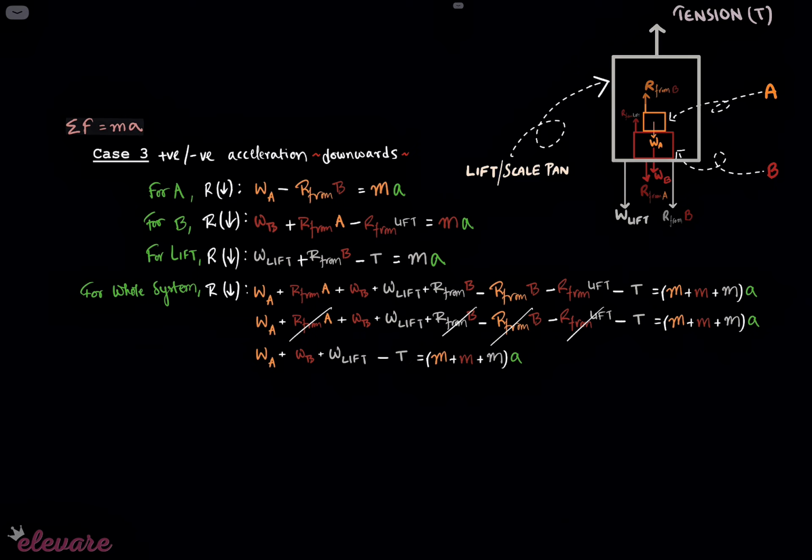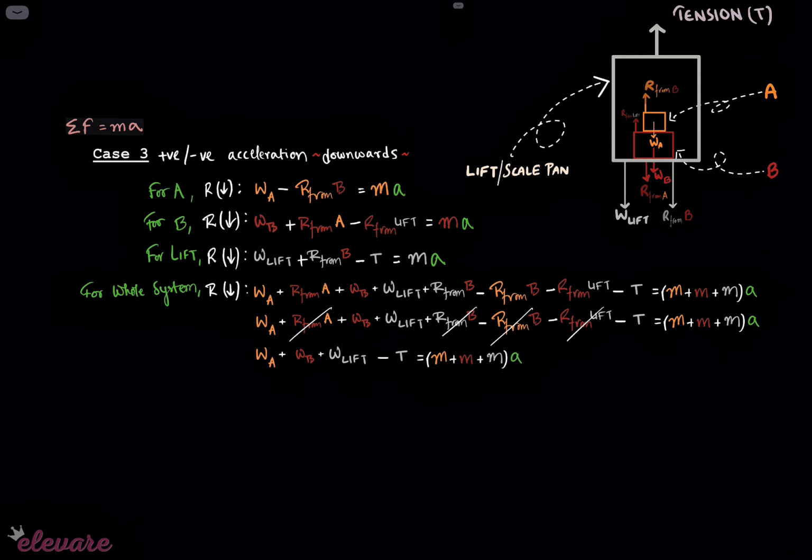And then finally, if we take the whole system and resolve downwards, we're going to do the same thing that we did in case 2, except now all the downward forces are going to be positive because we're taking downward as positive, and the upwards are going to be negative. So weight plus R from A plus WB plus W lift plus R from B minus reaction from B minus reaction from lift. And then we can, of course, cancel them out.